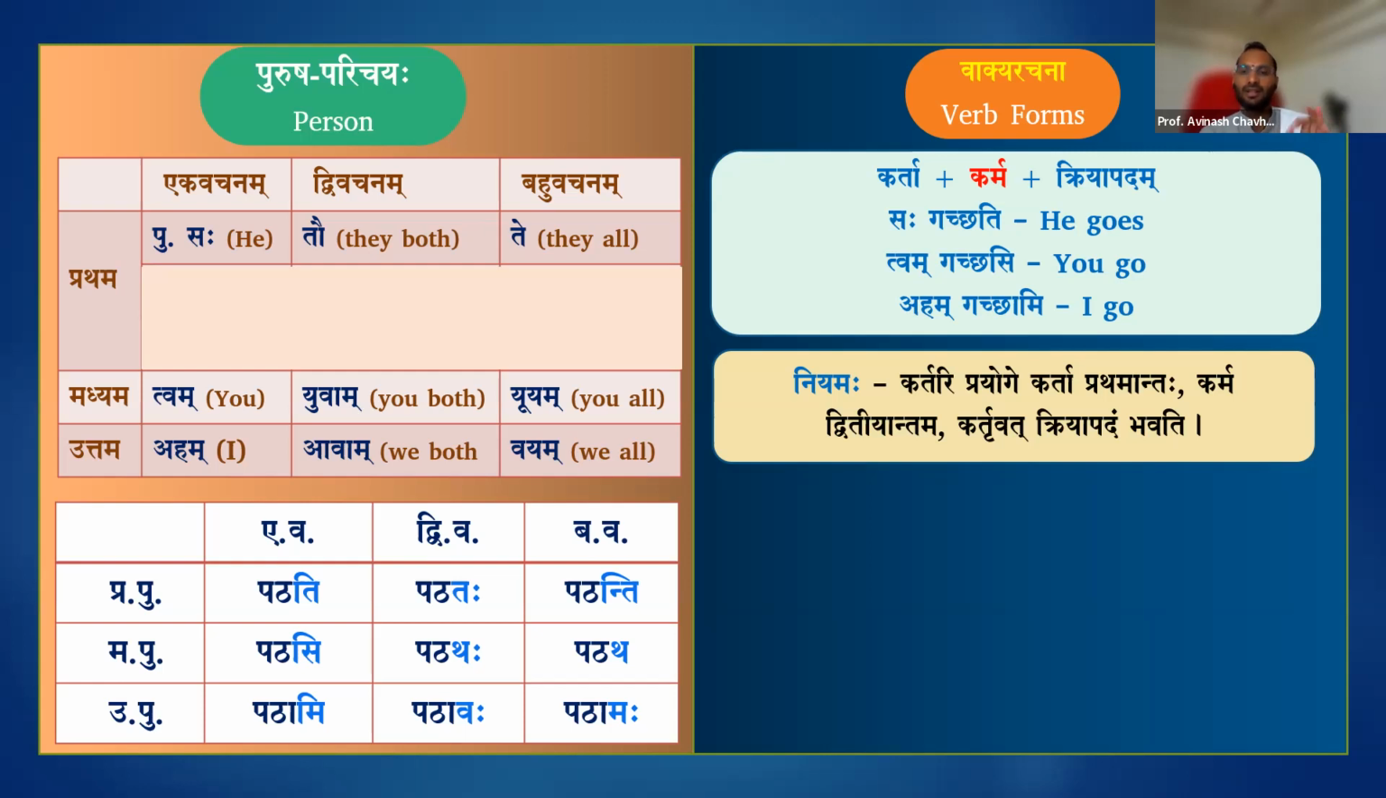So Rama, Ramau, Ramaha will be in prathama. So karta always you have to put in prathama vibhakti. And if you are wishing to use karma, object, karma will be in second case. Okay, recently we are not going to focus on karma. Then if you are using kriya pada, that kriya pada will follow the karta.